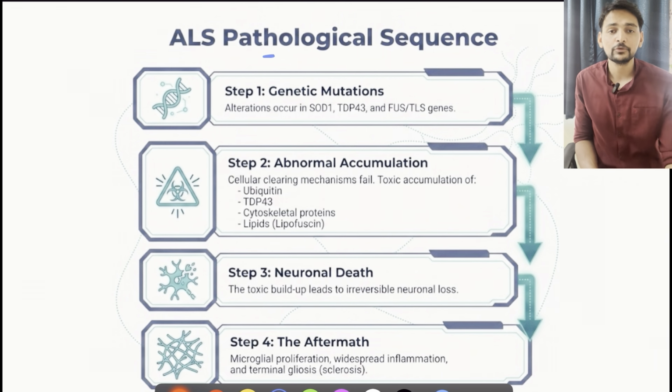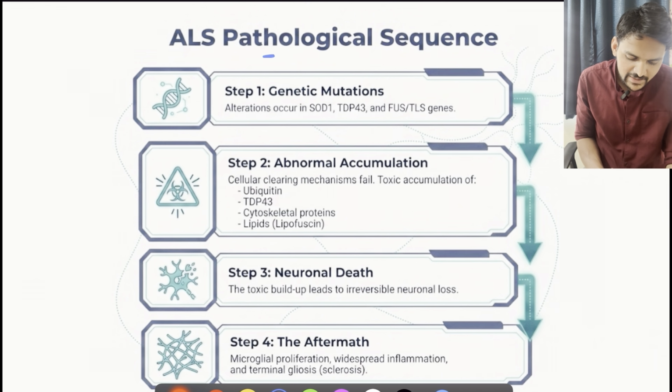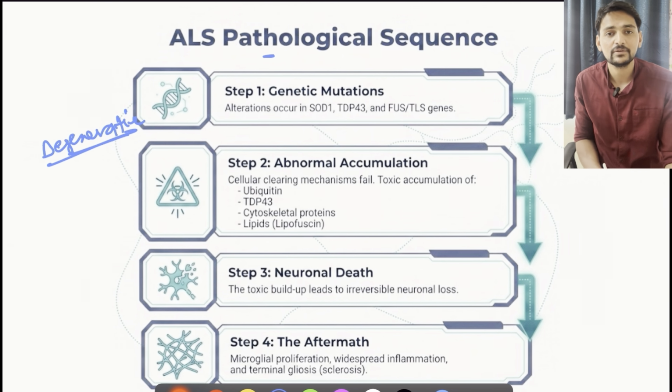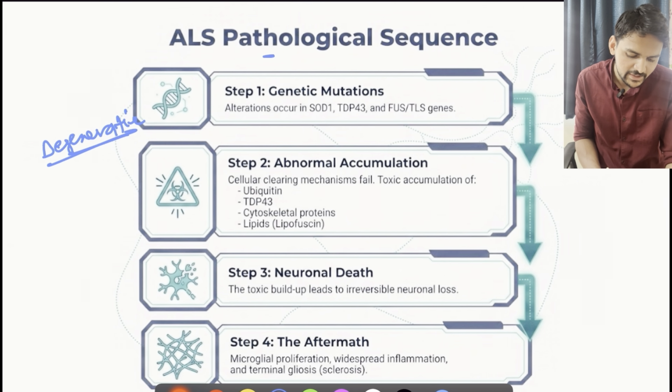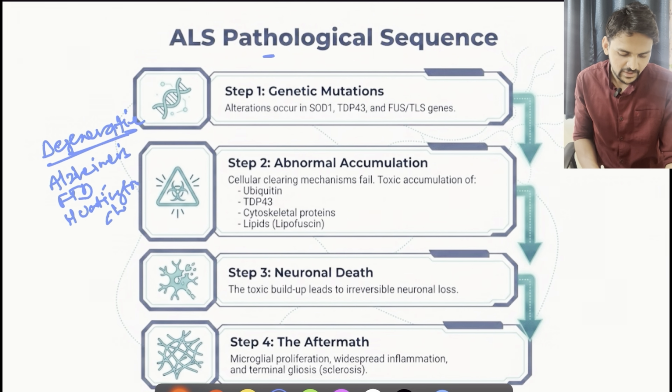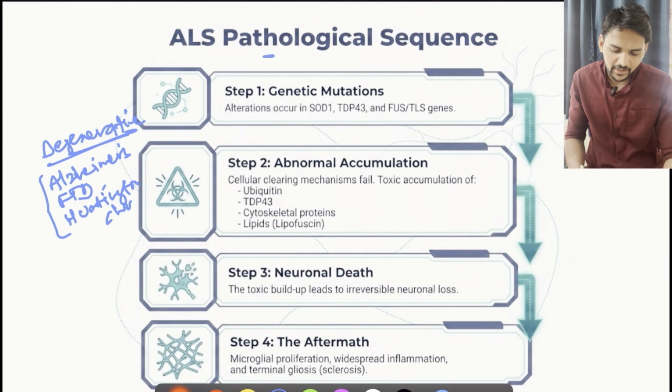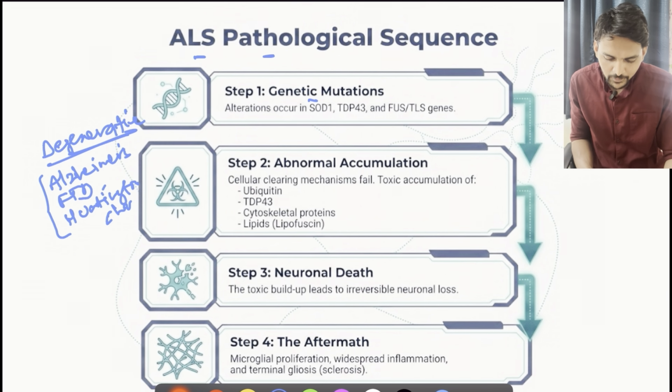So what will be the pathophysiology of amyotrophic lateral sclerosis? It is mainly considered as a degenerative condition. If you remember from the last few lectures, the other neurological degenerative conditions, just to enlist, were Alzheimer's disease, frontotemporal dementia, Huntington's chorea. So these were a few degenerative conditions. Similarly, in motor neuron disease, ALS is considered a degenerative condition. So what happens is, there will be some genetic mutations in the SOD1 or TDP43 gene, FUS or TLS genes.